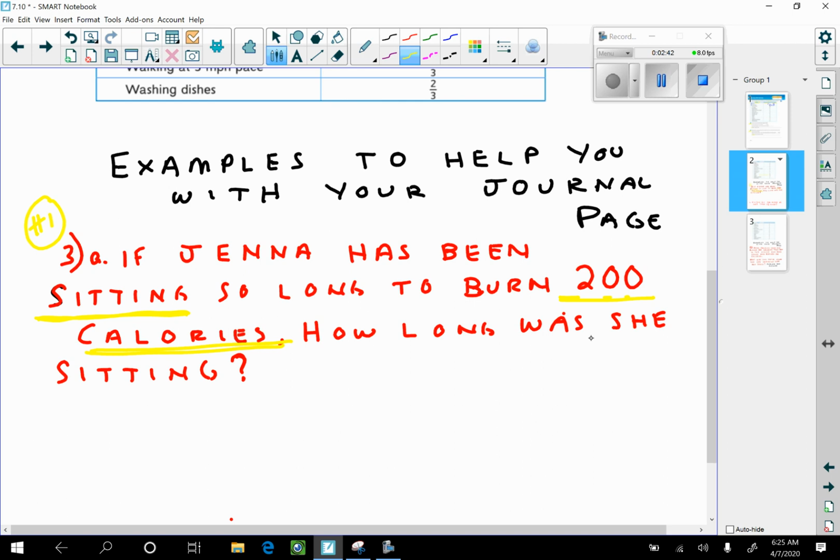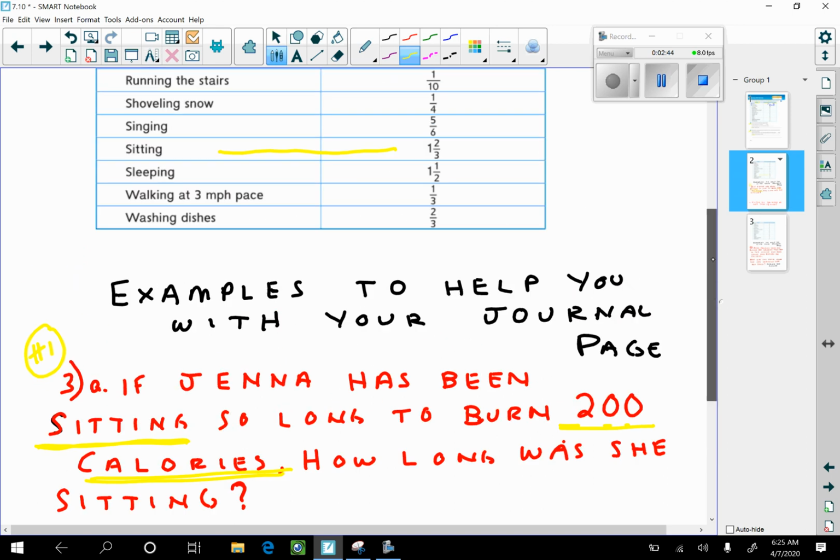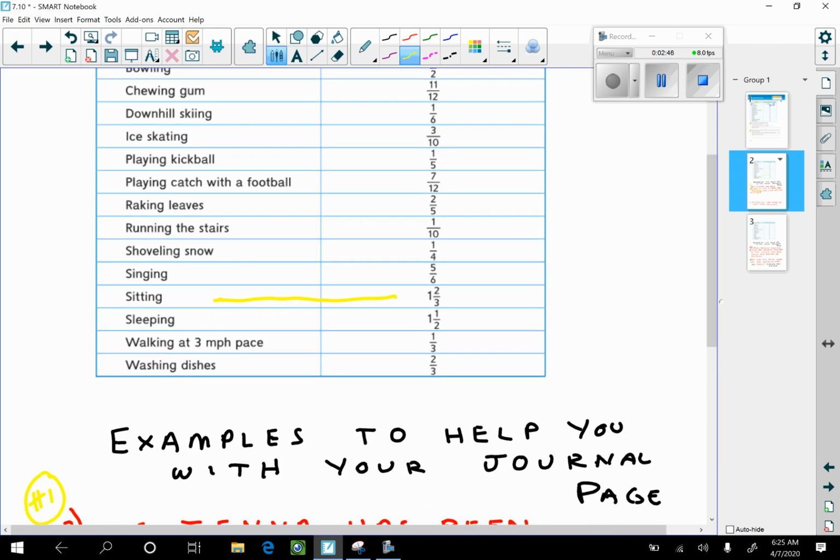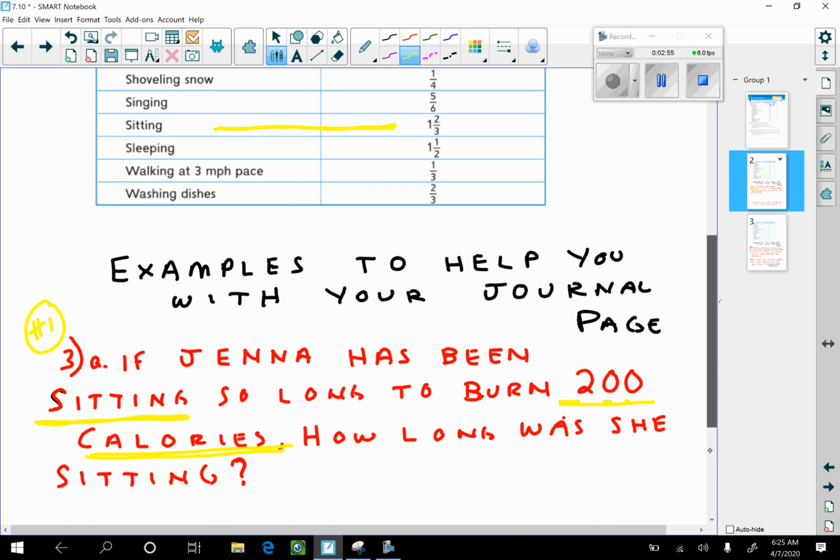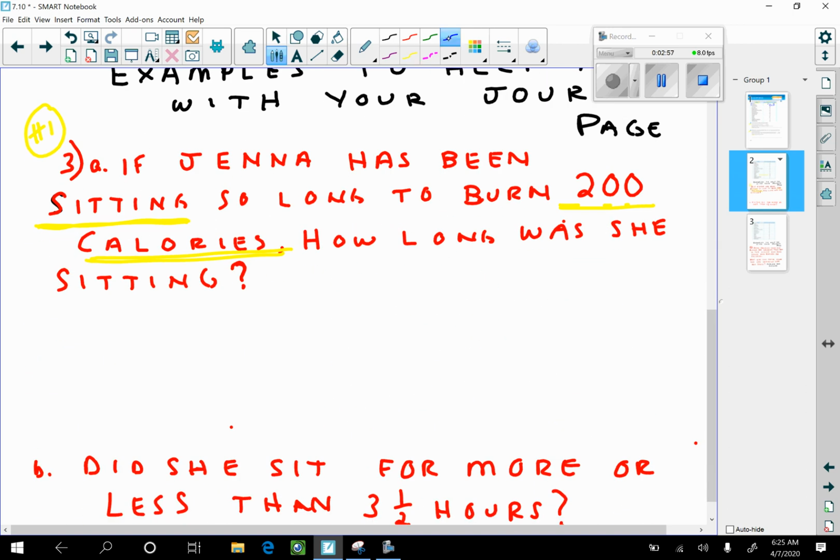So the first thing we need to do is go to our table about sitting, and we see right here, sitting, it takes 1 2/3 hours to burn 100 calories. So we're going to write that down. So I'm going to burn 100 calories sitting, and it's going to be 1 2/3 hours.